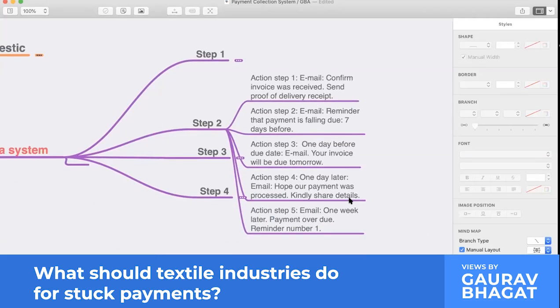Ab day 46 ho chuka hai. I hope our payment was processed. Kindly share details of our payment, etc. You're asking them to respond back. So that is your 4th email that's actually gone. And action number step 5 is 1 week later.